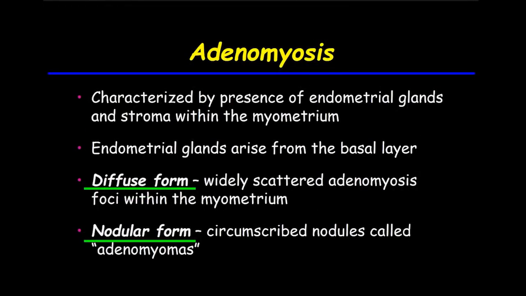Adenomyosis is defined as the presence of endometrial glands within the myometrium. In the diffuse form, there are widely scattered foci of adenomyosis within the myometrium. In the nodular form, a well-circumscribed nodule is seen and called an adenomyoma.